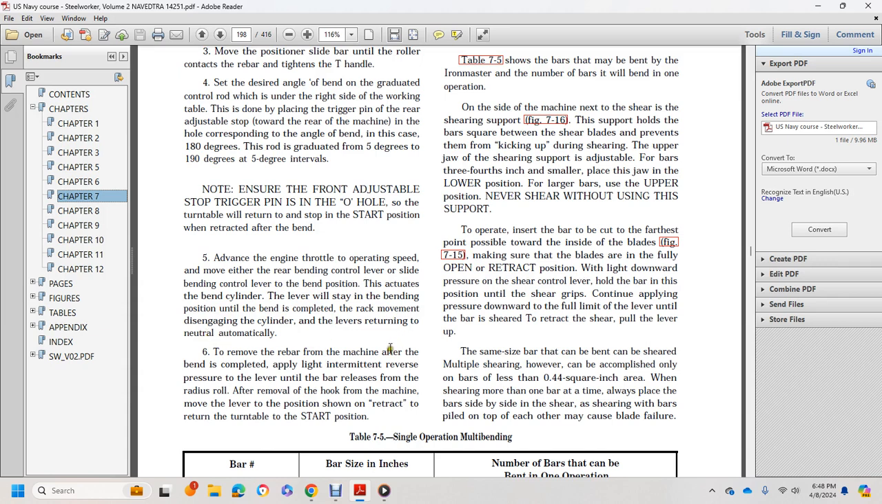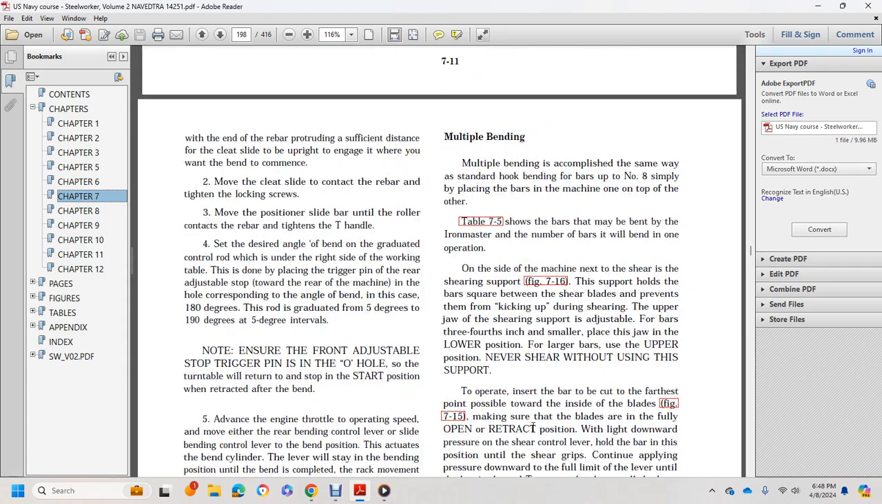To remove the rebar from the machine after the bend is complete, apply light intermittent reverse pressure with the lever under the bar. Release the radius roll after removing the hook from the machine. Move the lever to the retract position shown to return the turntable to the starting position.